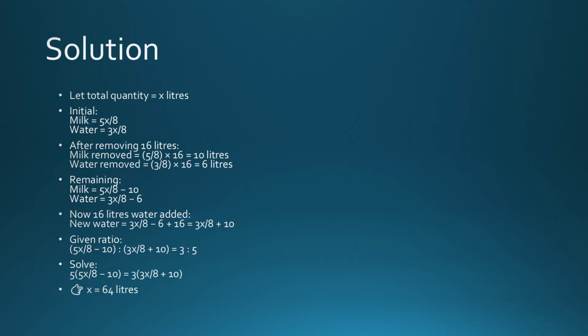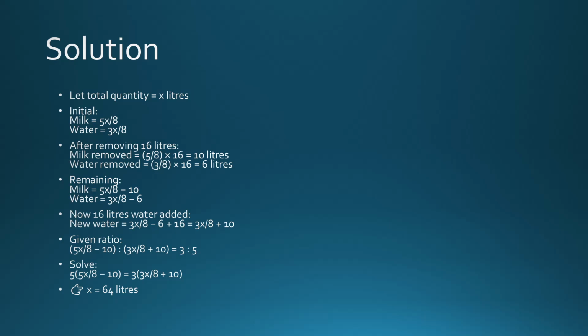So out of those 16 liters, again milk will be removed how much? 5 by 8, because its value is 5 by 8, 5 parts out of 8 parts. So milk removed will be nothing but 5 by 8 into 16, which is 5 into 2, 10 liters. And what is water removed? 3 by 8 into 16, which is nothing but 6 liters.